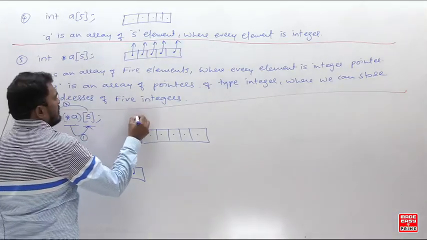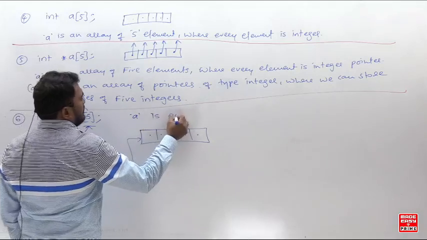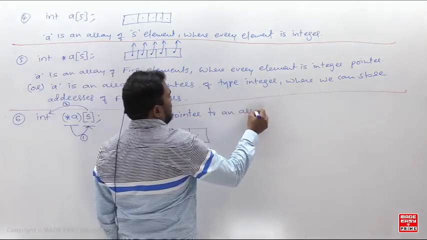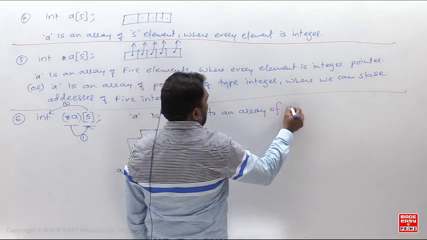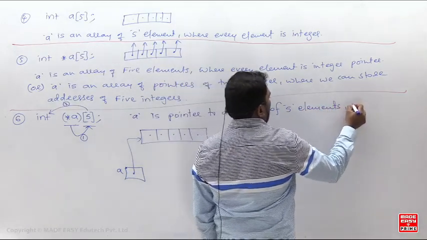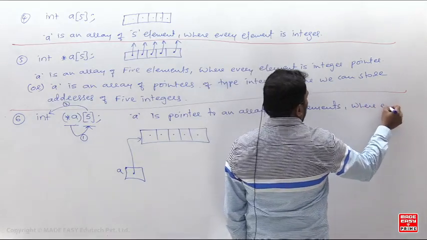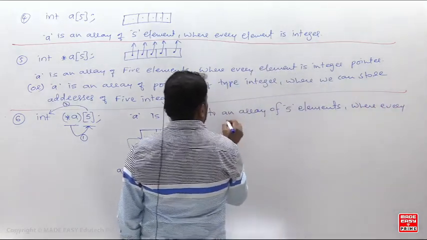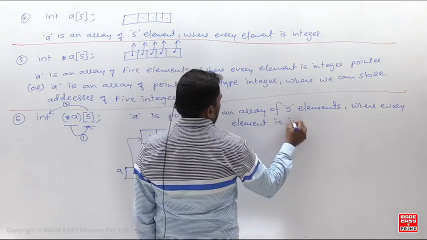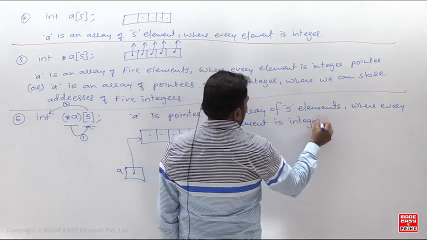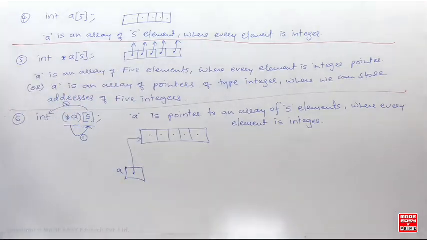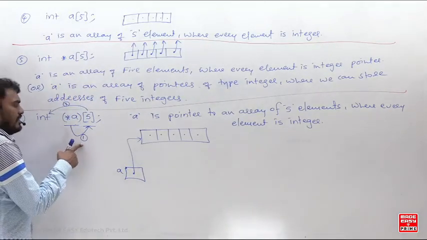So what will you write? I'm writing here: A is the pointer to an array of 5 elements, where every element is an integer. Copy it. Just write down the numbering also.